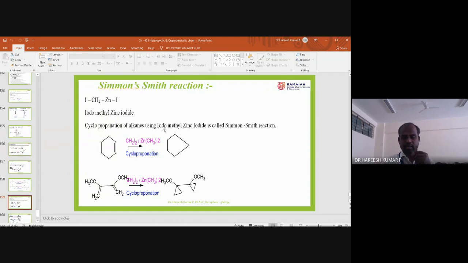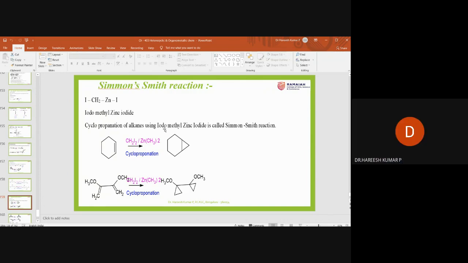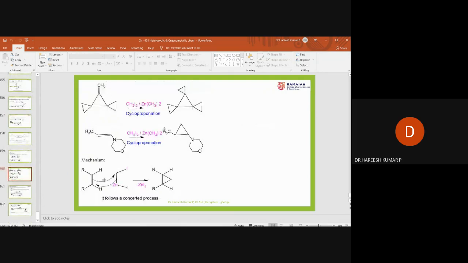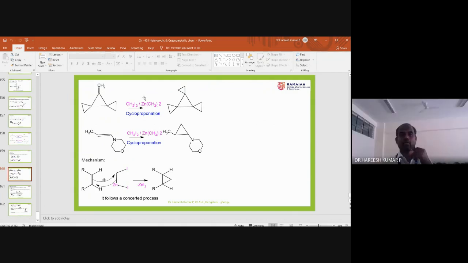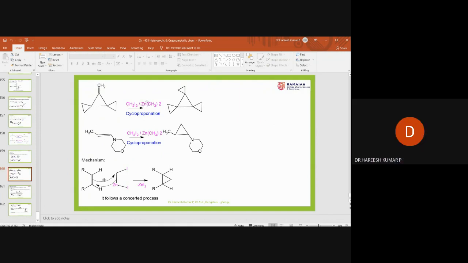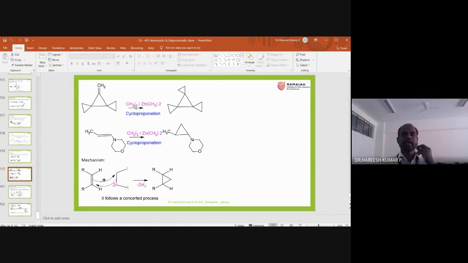So with this, I will take a few more examples of Simmons-Smith cyclopropanation reaction. Look here, this is a cyclopropane, this is also a cyclopropane, this is also a cyclopropane, but there is a double bond here. This double bond gets cyclopropanated when it is treated with Simmons-Smith reagent. What is Simmons-Smith reagent? Diiodomethane in presence of dimethyl zinc. So this double bond gets converted into a cyclopropane.